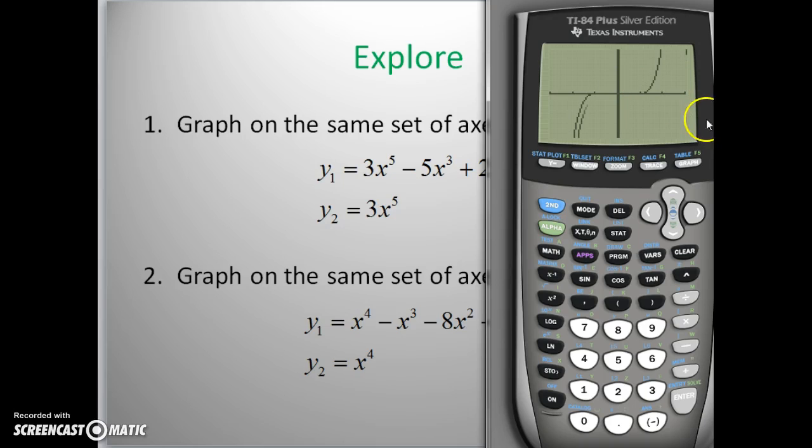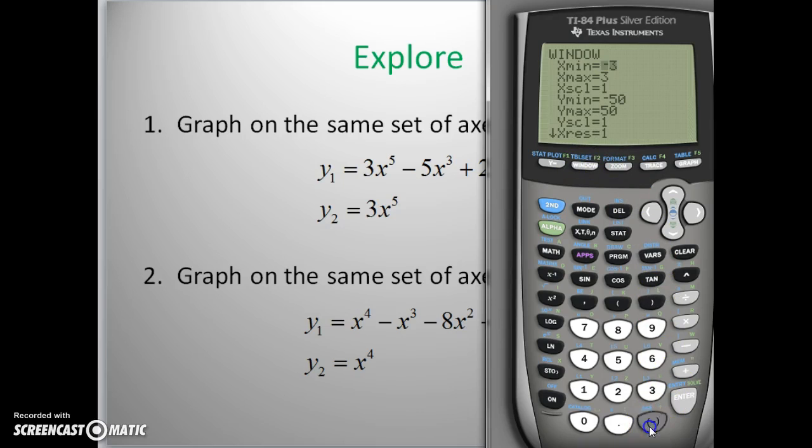So there's that first function. Notice all those bumps seem to have disappeared because I'm zoomed out so far. And there's the second function as well. And again, as we make our window larger, zoom out, these functions look almost the same. I mean, they're going in the same direction. We don't see those little bumps anymore near the origin. They're a little bit different though, so let's go ahead and change our window one more time.